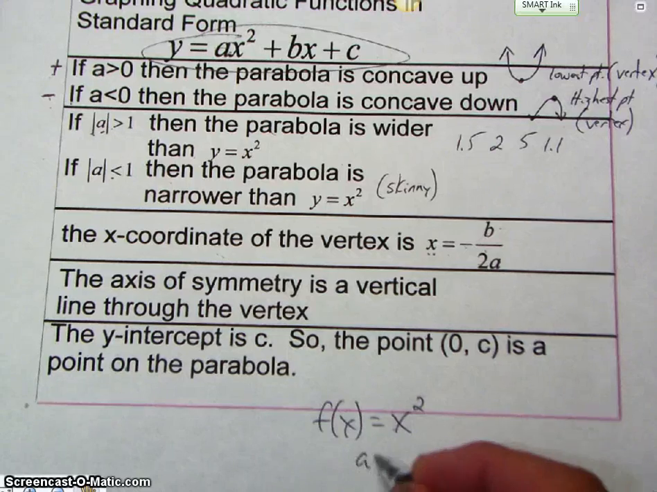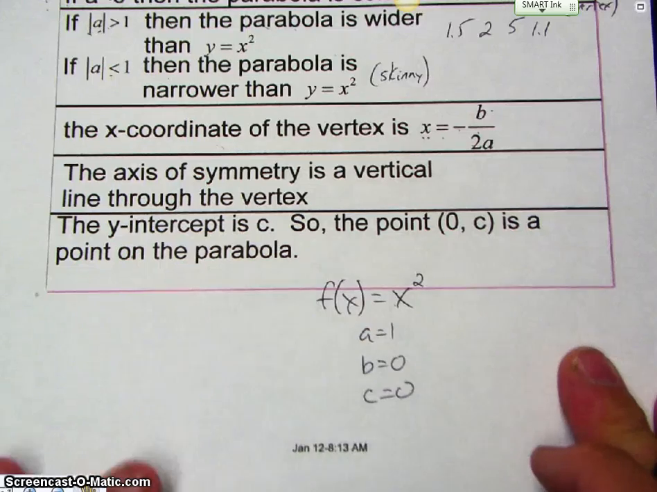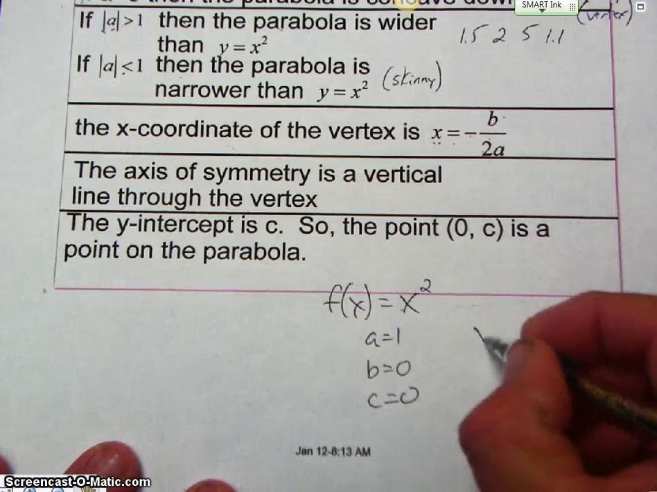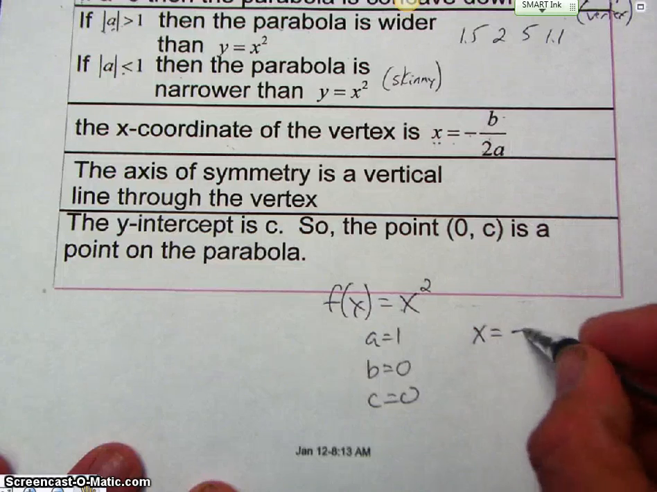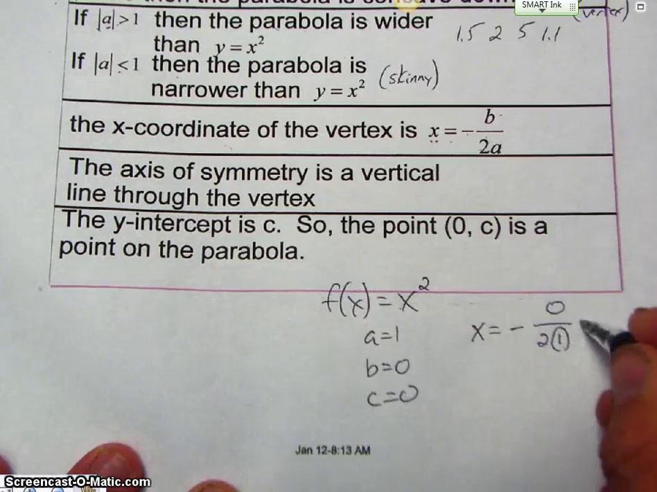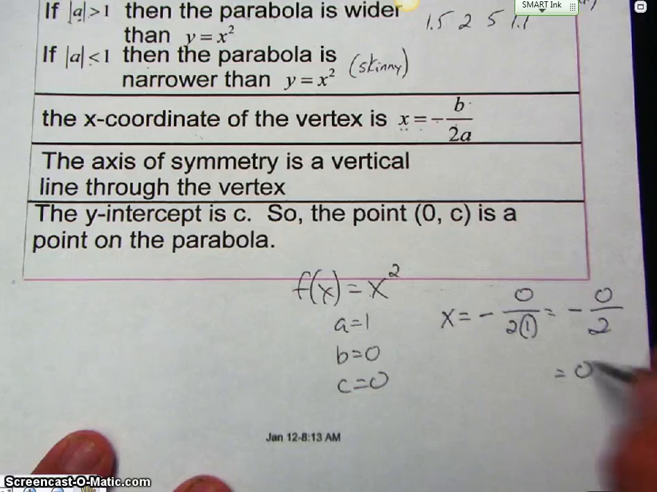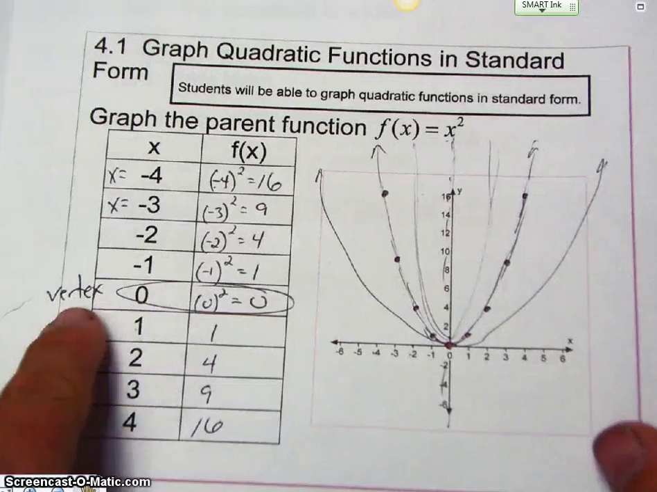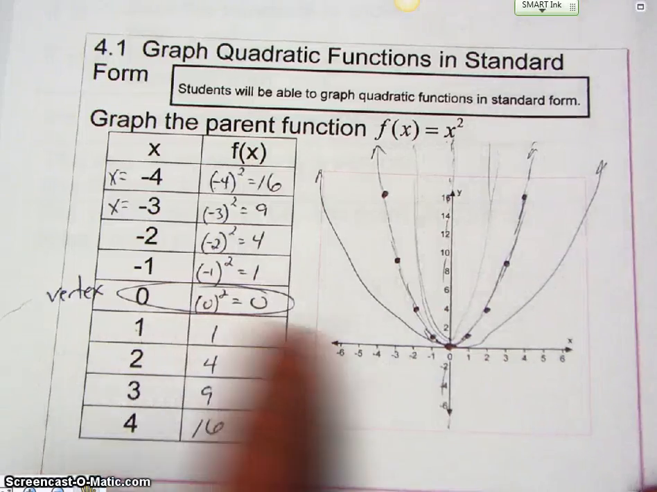What this means is a is 1, b is 0, c is 0, because there's no b or c. So, to find the x-coordinate of the vertex, I take negative b, which is 0, over 2 times a, which is 1. So that's negative 0 over 2, and that gives me 0. So the x-coordinate of the vertex is 0. Well, here's my vertex. The x-coordinate is 0. Right there.